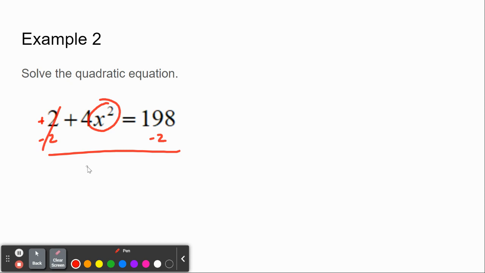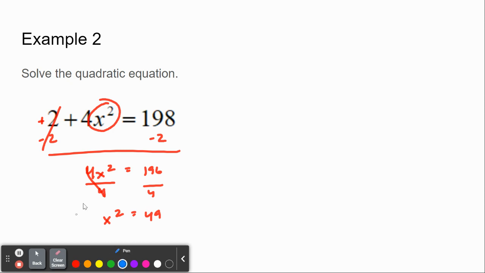The 2's cancel. 4x squared comes down. 198 minus 2 is 196. And then we'll divide by 4. And that gives me x squared equals, and this will come out to be 49. So the x squared is by itself, right?